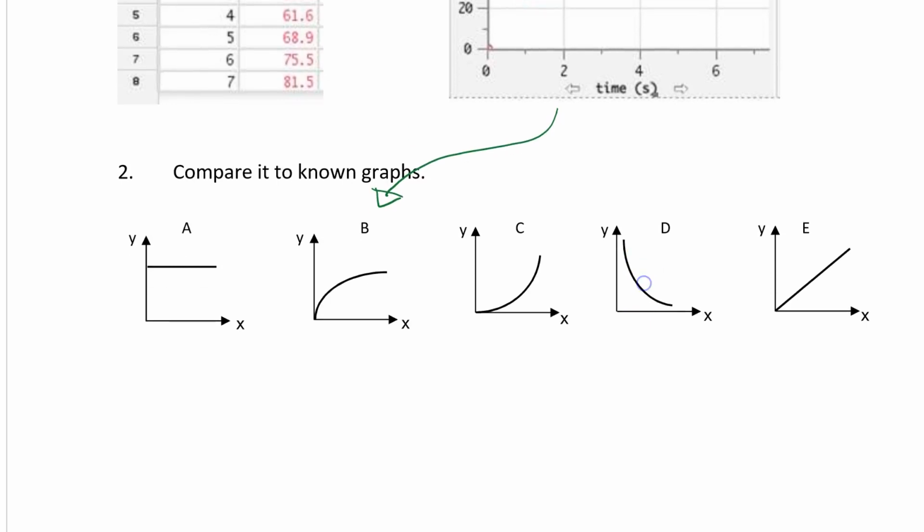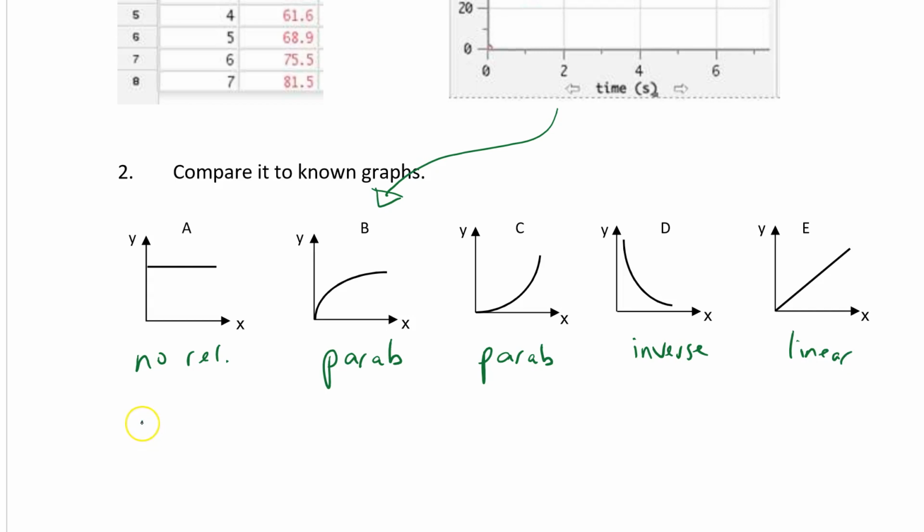Now let's just take a look at these graphs and remind us what they look like. This one is a no relationship. This one is a sort of a sideways parabola. This is maybe an upwards parabola. This is inverse, and this is linear. It's a straight line, or we could say direct.